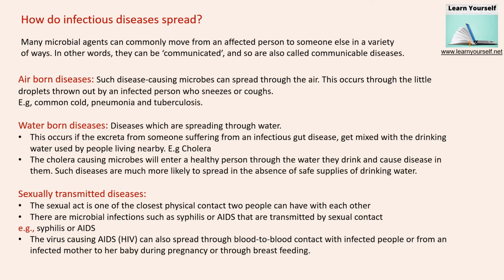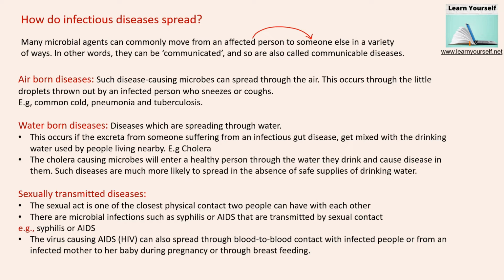Now our next topic is, how do infectious diseases spread? We know that different types of agents, viruses, bacteria, fungi, give us infectious disease. But how do they spread throughout the community? Many microbial agents can commonly move from an affected person to someone else in a variety of ways. So it will move from an affected person to another person who is healthy. But there are different ways, depending upon which mode they adopt to spread into a community.